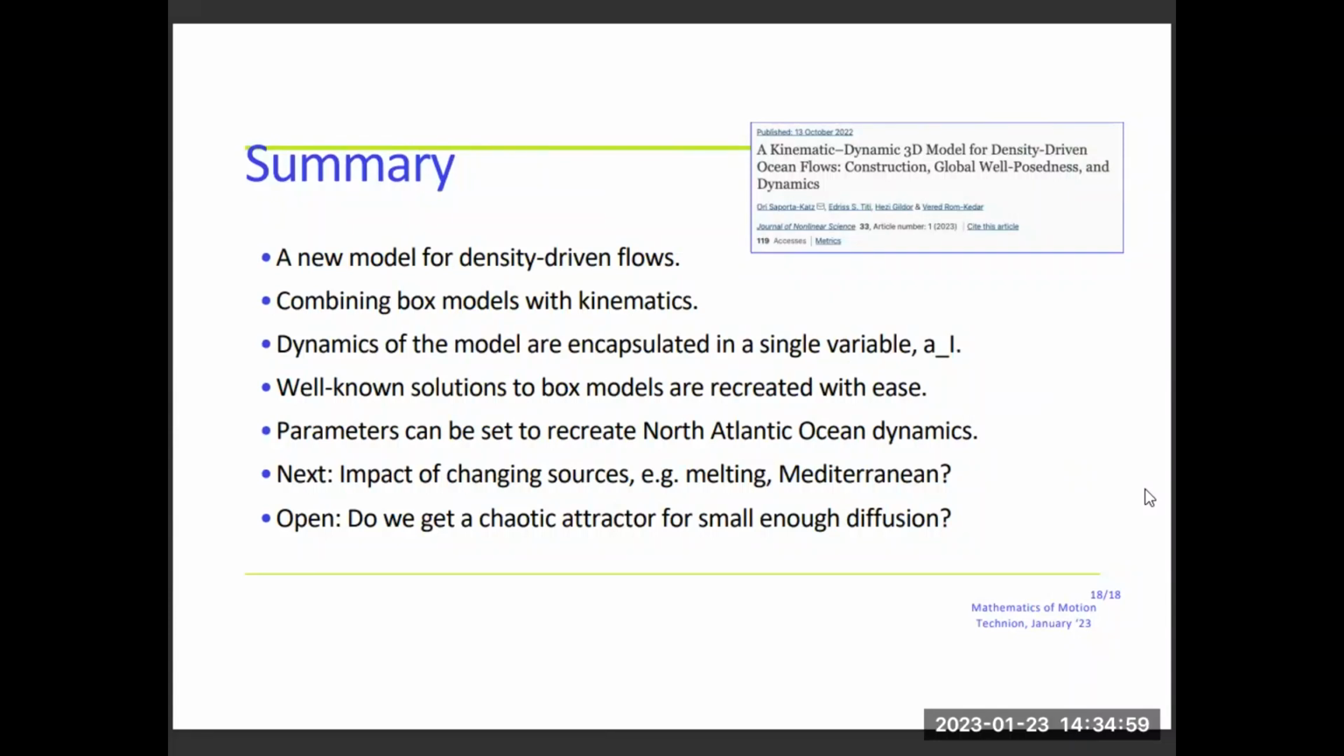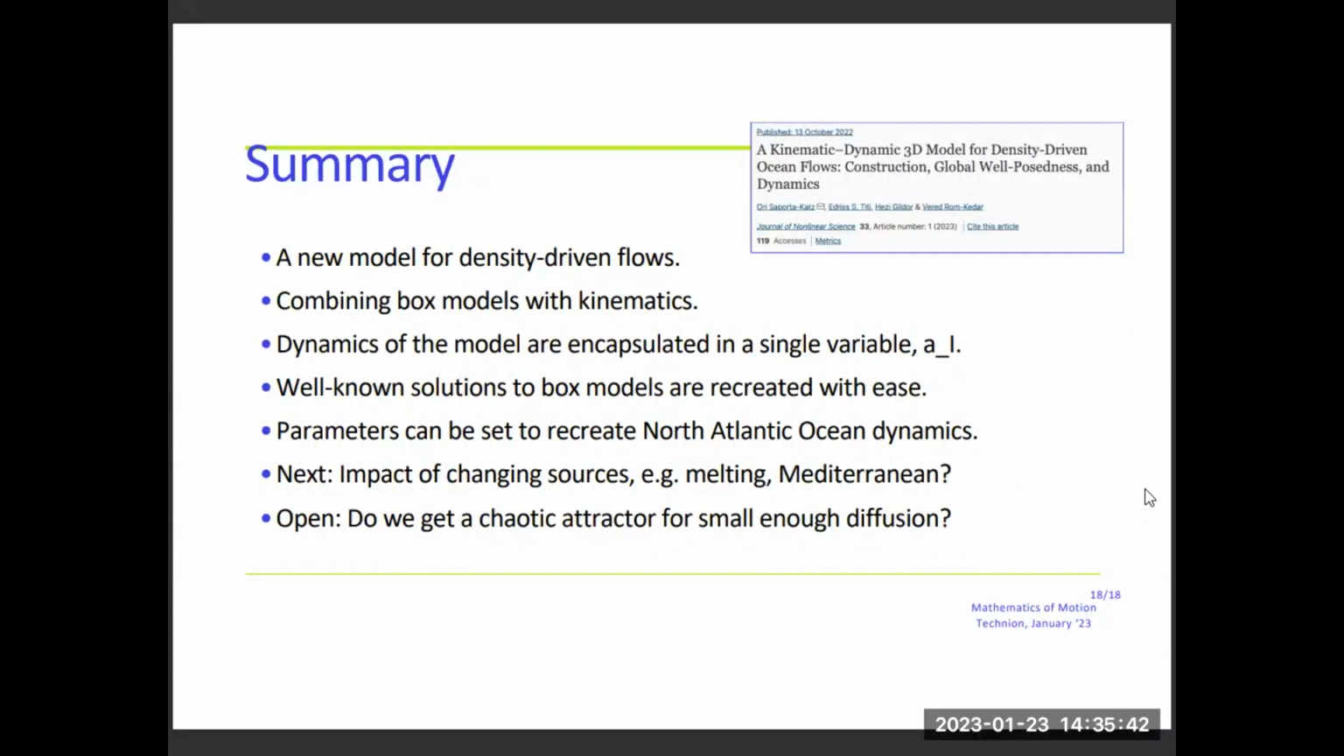From the oceanographic perspective, we want to ask what happens when we have changing sources. What is the stability of the overturning circulation? Now that we have our model, we want to go back to the oceanographic question. From the mathematical perspective, we can ask: if the diffusion is small enough, do we get a chaotic attractor? As you saw, we can take an external flow that has chaotic advection. How is this translated into our dynamical system, since we have diffusion? Does the diffusion automatically kill all of the chaotic attributes, or can we get a chaotic attractor?